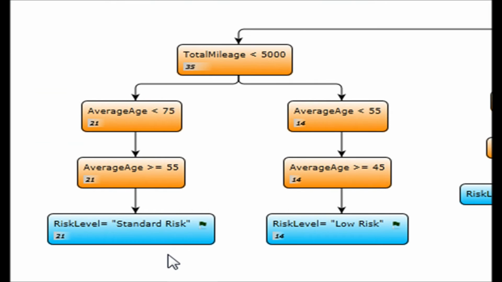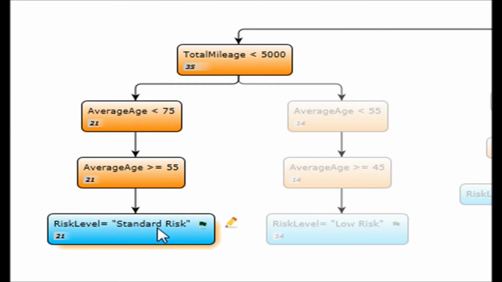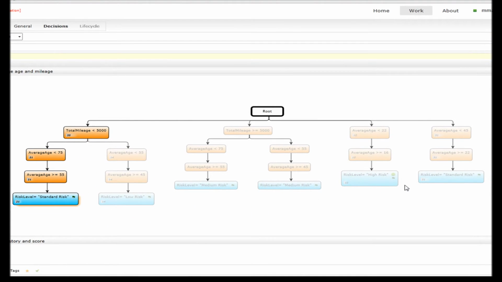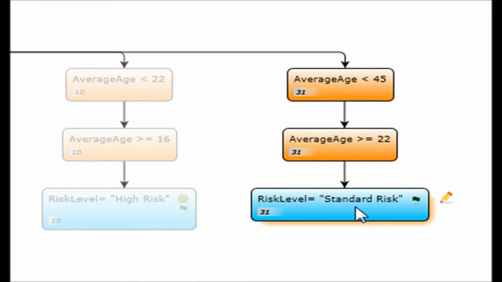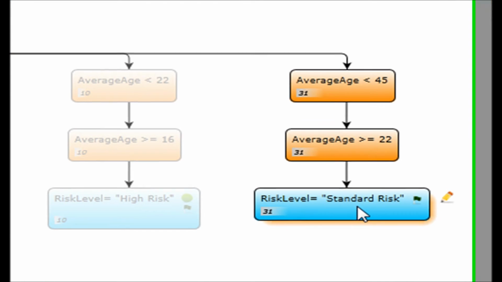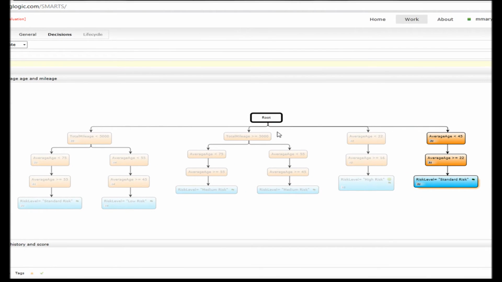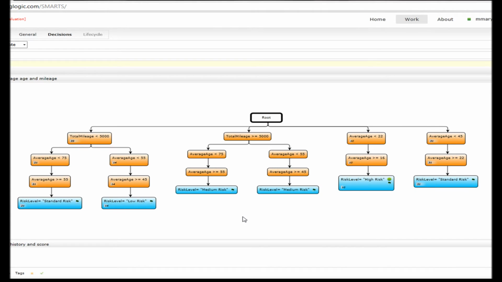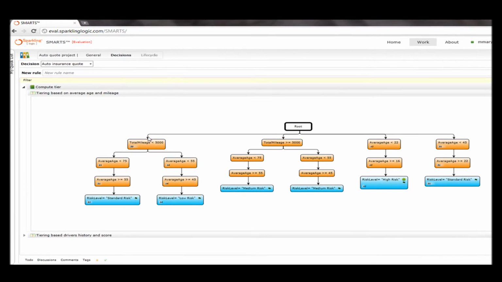What I notice here is that we have 21 people ending up into this standard risk category. But I can see that here we have another 31. So instead of trying to look at each end node into the decision tree, I may want to go ahead and just look at all the different paths that could lead to this decision, to the standard risk.